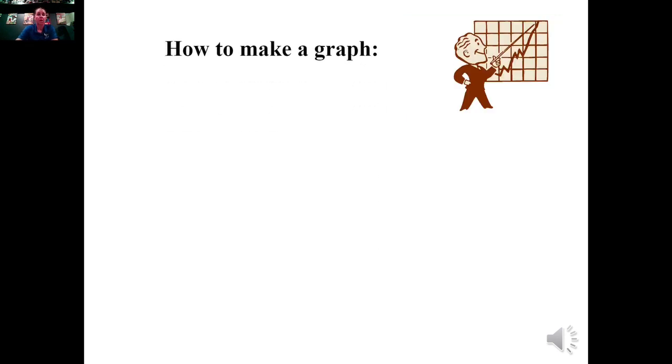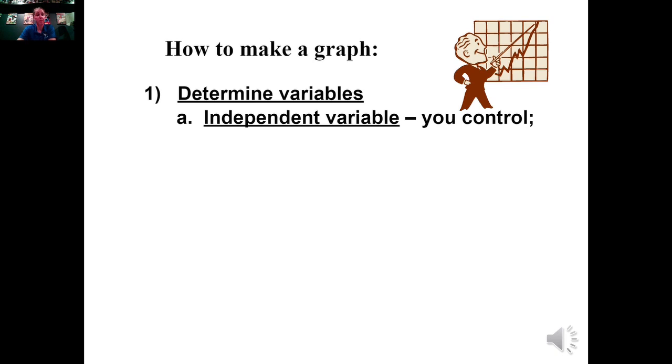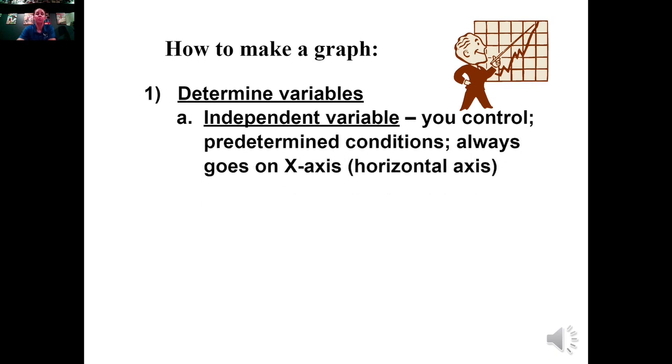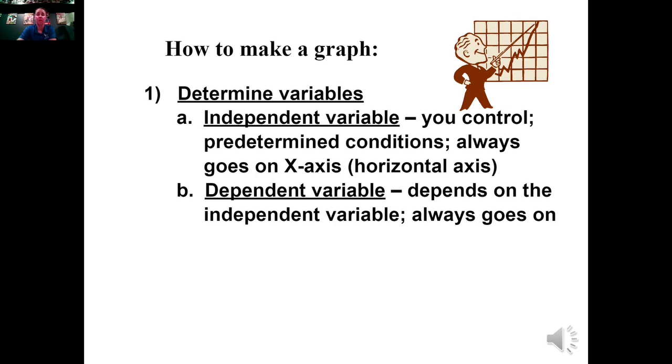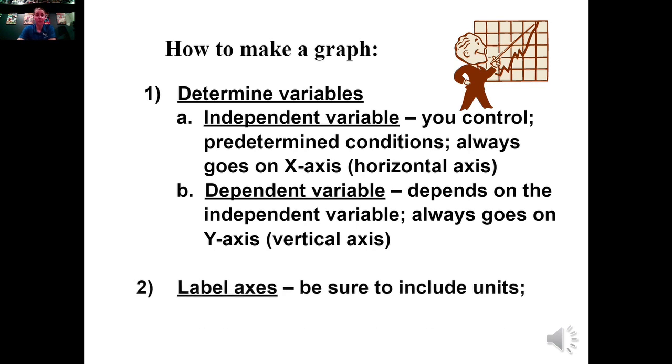So, how to make a graph. Number one, you've got to look at your variables. Your variables were determined in an earlier part of your experiment. Because of that, you're going to take the independent variable that you control and place it on the x-axis, also known as the horizontal axis. Then you're going to take your dependent variable, that is dependent on the changes that you make in the independent, and it's always going to go on the y-axis, or the vertical. One thing to always remember in graphs is you have to label your axes, and this would include any units that were used during the experiment for either the independent or the dependent variable.